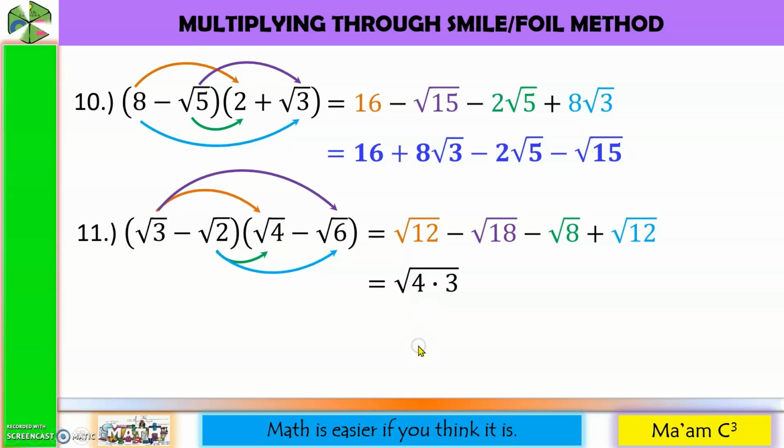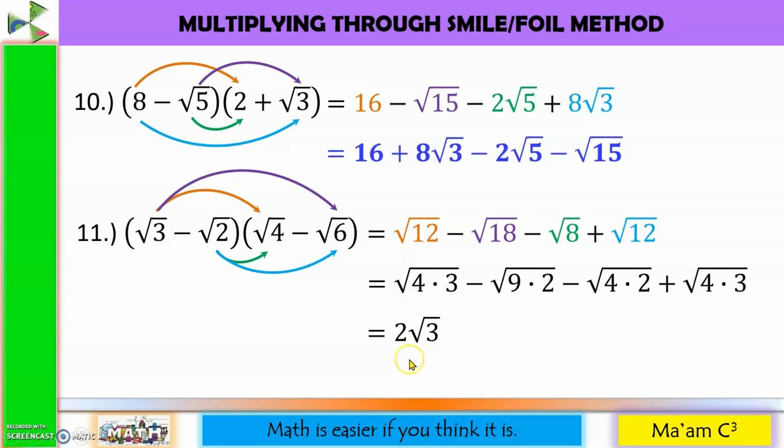12 is 4 times 3. 18 is 9 times 2. 8 is 4 times 2. And 12 again is 4 times 3. The square root of 4 is 2, so I'll factor out 2. So 2 square root of 3. The square root of 9 is 3, so this will be minus 3 square root of 2. The square root of 4 is 2, so this will be minus 2 square root of 2. The square root of 4 again is 2, so plus 2 square root of 3.